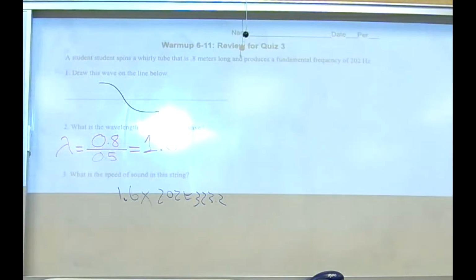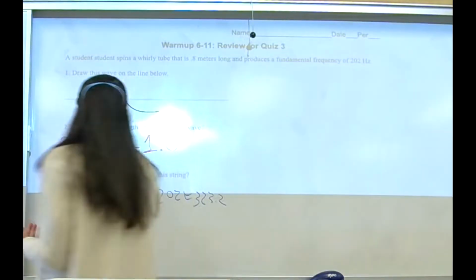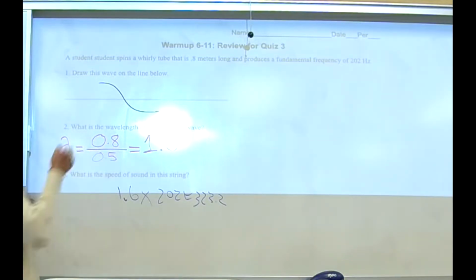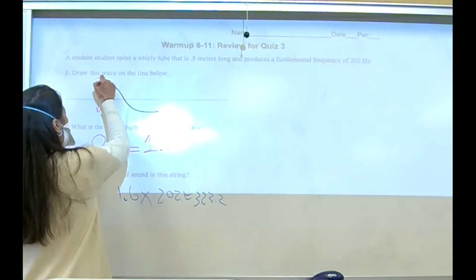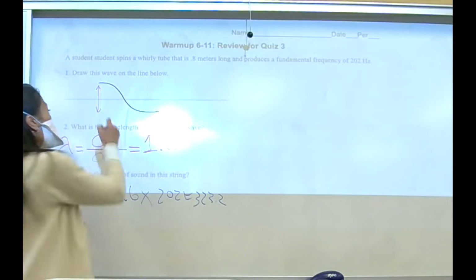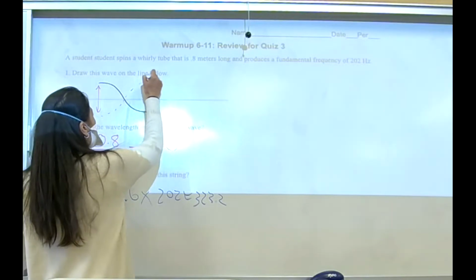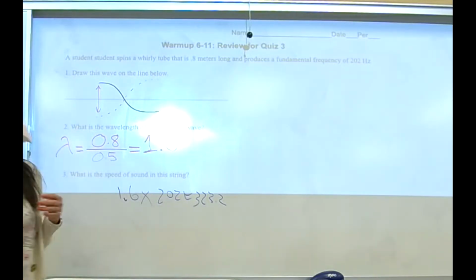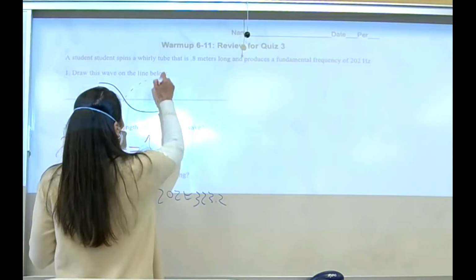Question number 1. We have two open ends, which means that we absolutely must have an antinode at each end. You don't have to, but I always like to draw a standing wave with its reflected wave because it allows me to see where the antinodes are. They're the maximum displacement points.